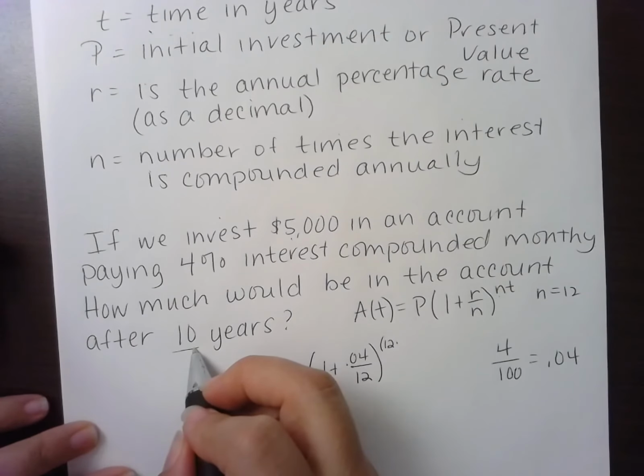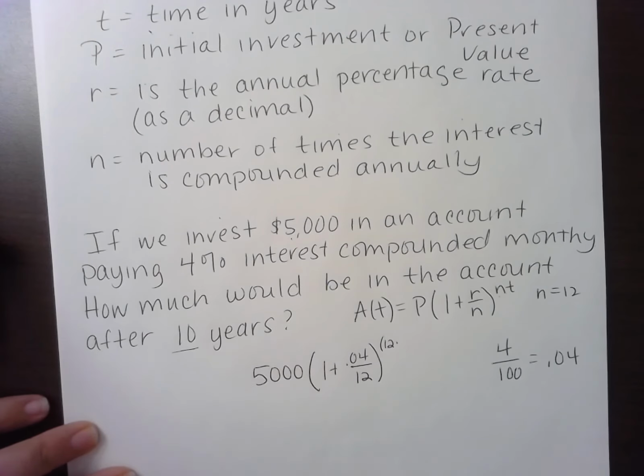Be careful, because sometimes the book likes to say, oh, 6 months, right? And T is always in years, so that means my T would be 1/2 in that case, because 6 months would be half of a year. Alright, so 12 times then our 10.